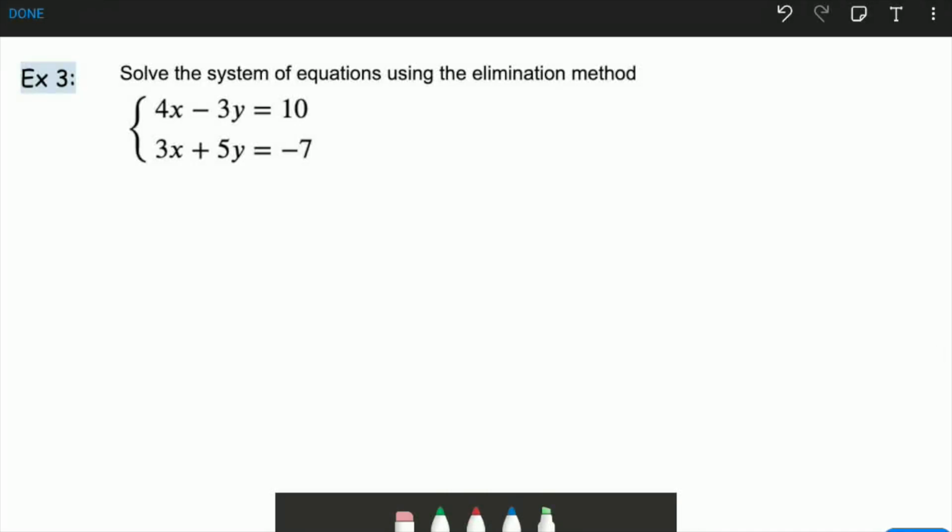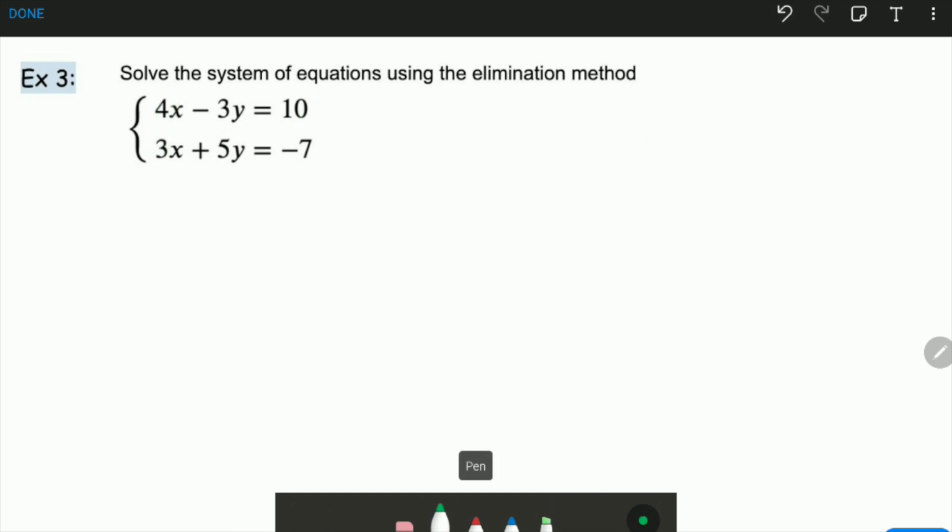In this video, we're going to be solving a system of equations using elimination. And in order to do that, we need both equations in standard form first. We have x, then our y, then equal to our constant. So it is already in standard form.